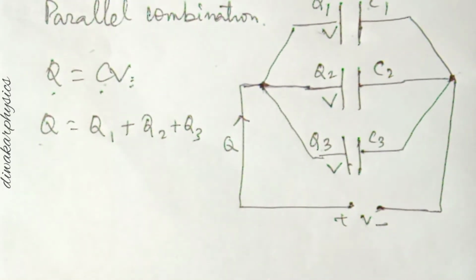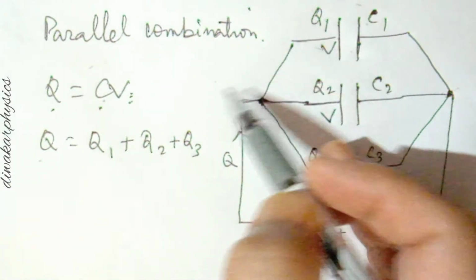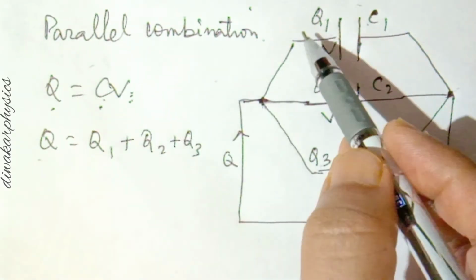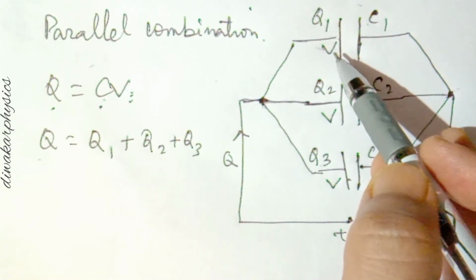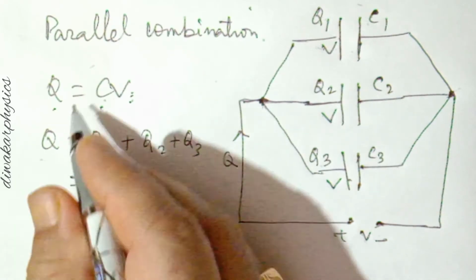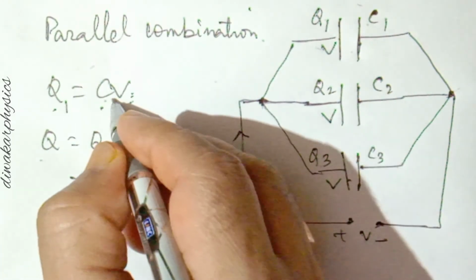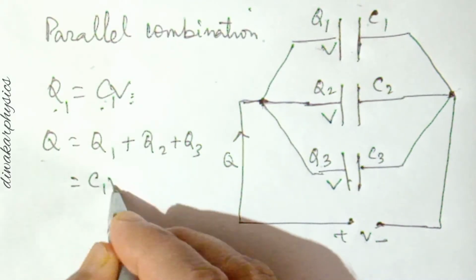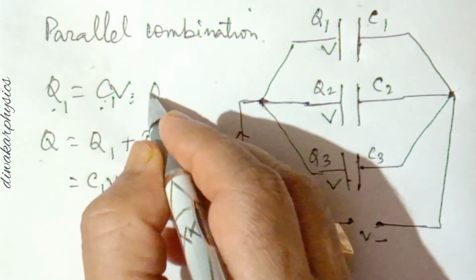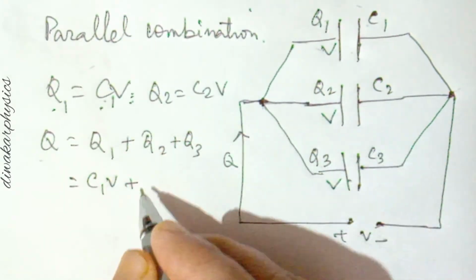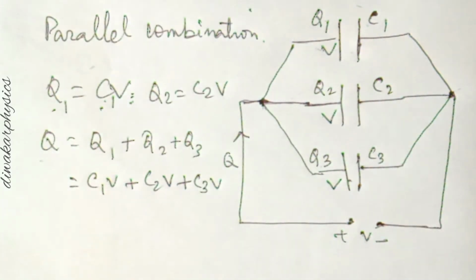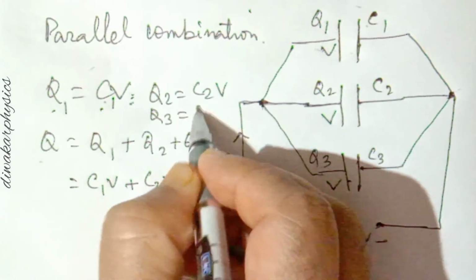Now what expression can I write here in place of Q1? Q is equal to CV, so Q1 is equal to C1V. I will not write V1, because V is the same. In the same way Q2 is equal to C2V, and Q3 is equal to C3V.